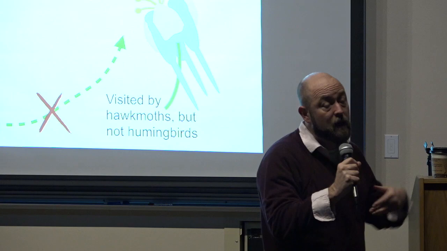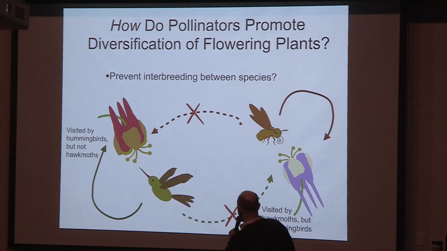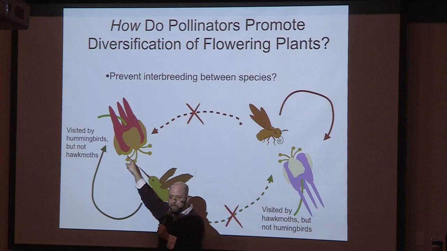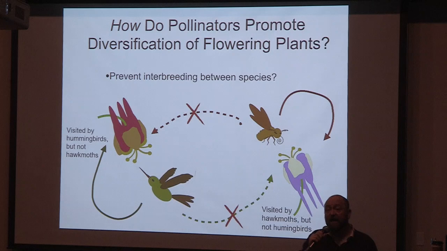So for example, if we think about those two columbines, I've drawn them here in cartoon. I think my flowers look pretty good. My hawk moth, maybe not so much. These two flowers don't interbreed with one another because the red one is only visited by hummingbirds, and the purple one is only visited by moths. Yeah? We could also imagine that these different pollinators favor different features in each of the two flowers.